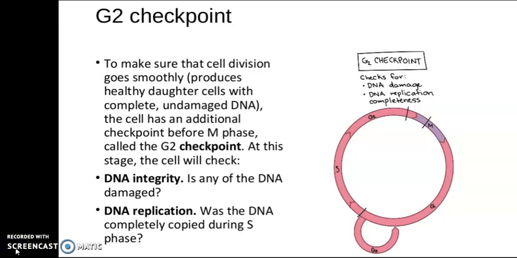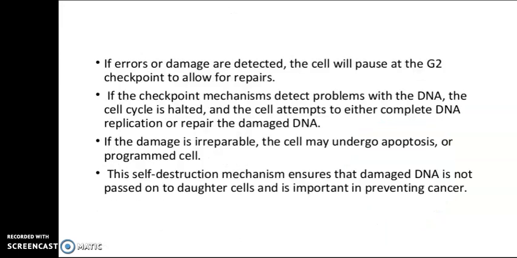That is, it produces healthy daughter cells with complete and undamaged DNA. At the G2 checkpoint, it will check the DNA's integrity, whether there is any DNA damage. Then the DNA replication, that is, was the DNA completely copied during the S phase. If errors or damage are detected, the cell will pause at the G2 checkpoint to allow for repairs.